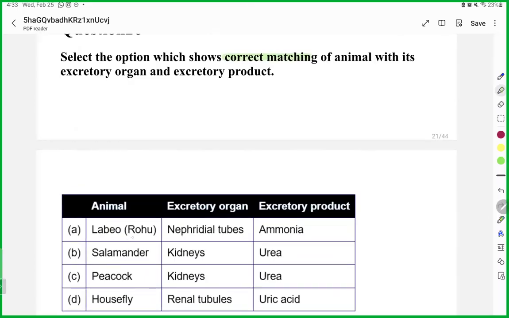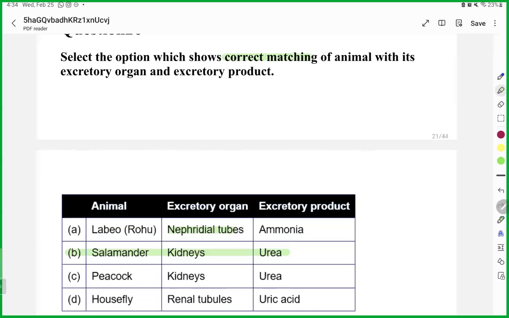Labeo rohu, so they have nephridial tube? They have kidney, no, fish. So rohu, a bony fish, mostly has ammonia. Ammonia is correct, but not nephridial tube. Salamander have kidney and urea, is this correct? Yes, sir, because salamander is from the frog family, and frogs produce urea and have kidney.